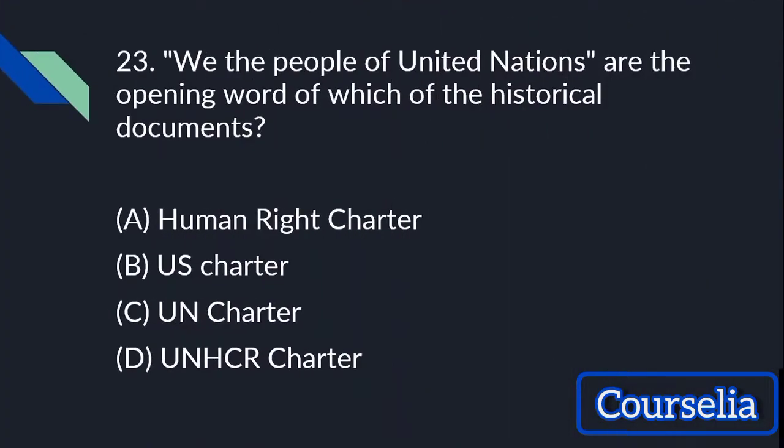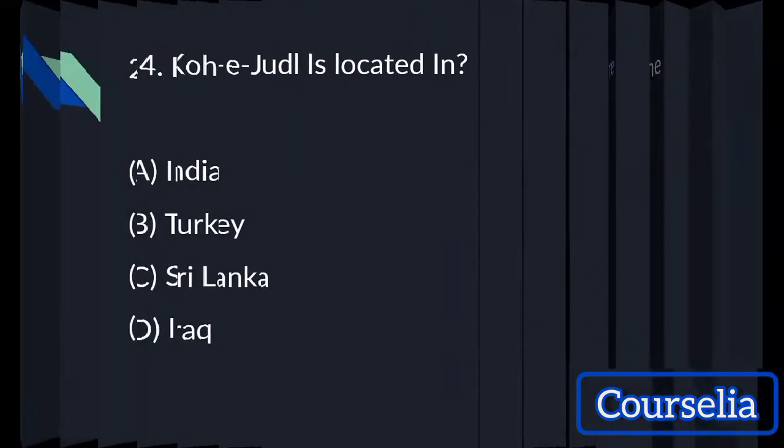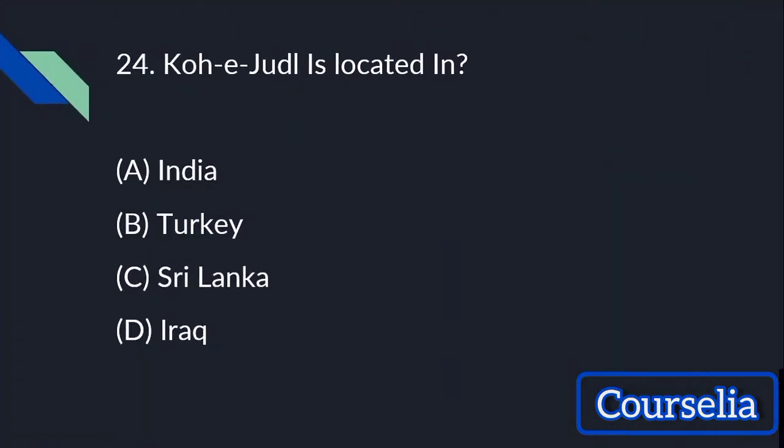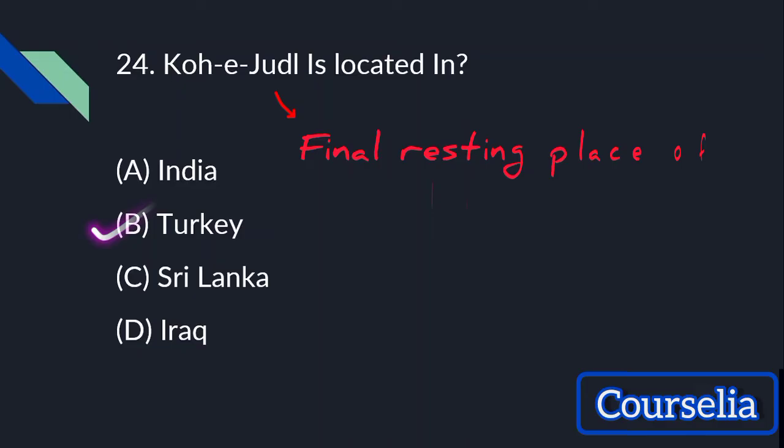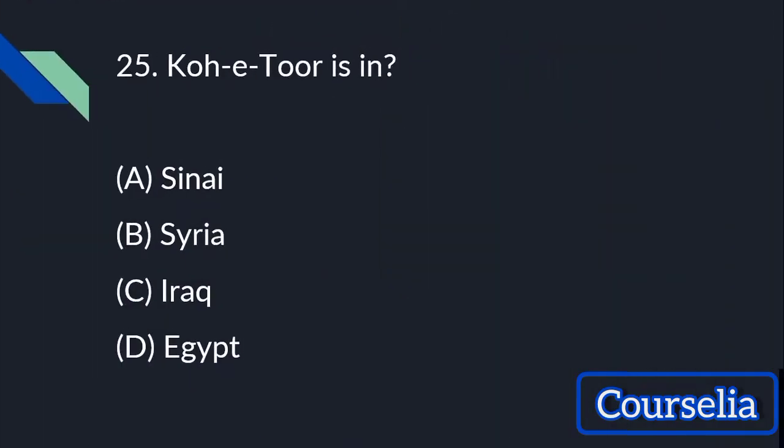We, the people of United Nations, are the opening words of which of the historical documents? Human Rights Charter, US Charter, UN Charter, UNHCR Charter. Answer is UN Charter. Koh-e-Judi is located in India, Turkey, Sri Lanka or Iraq. Koh-e-Judi is considered the final resting place of Noah's Ark and it is present in Turkey. Koh-e-Tur is in Egypt.